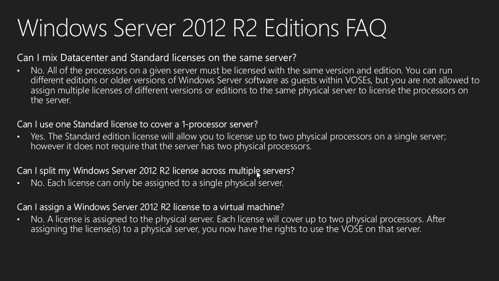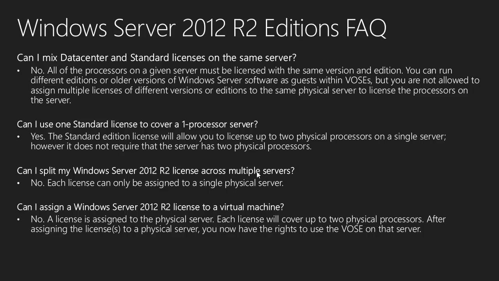So some of the frequently asked questions we get around the rights for Server Standard versus Data Center. Some of the ones we get most frequently. So can I mix Data Center and Standard licenses on the same server? No, you can't do that. So if you're stacking Standard licenses, they all need to be Standard. And on a server, if you need multiple Data Center licenses because it's a quad processor server, that's where you would need to make sure that you do have 2 Data Center licenses, for example. Can I use a Standard license to cover a single proc server? Yes, you definitely can.